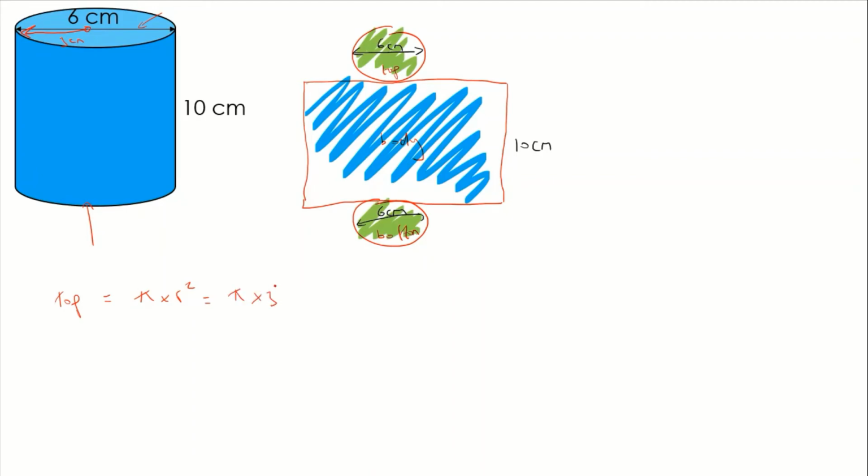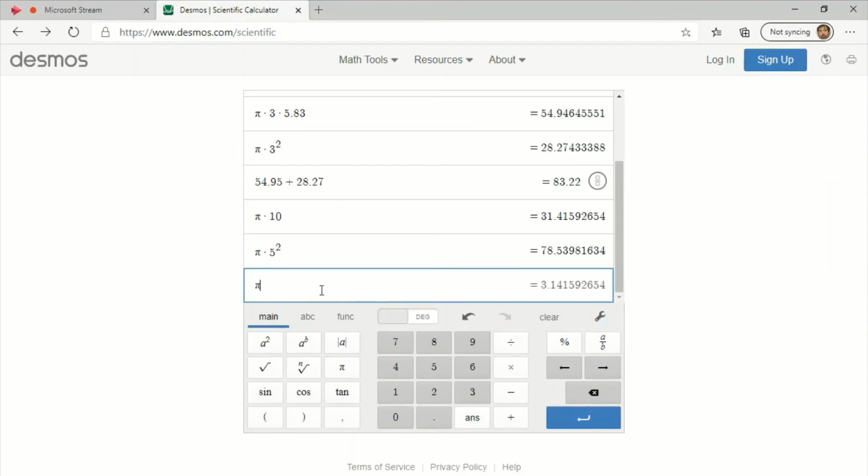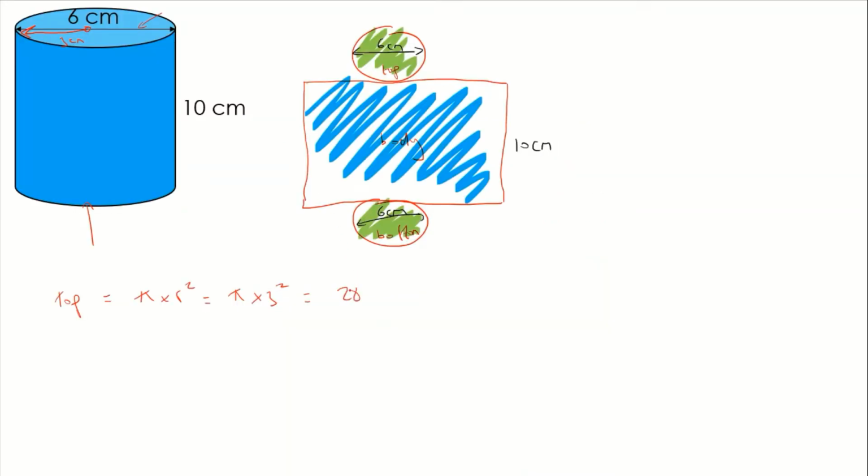Pi times 3 squared is 28.27 centimeters squared to 2dp. I think it's obvious that the bottom is the exact same shape as the top, so it's also 28.27 cm squared. Only the body left now, which is the harder part, because the body is a rectangle. And remember, a rectangle's area is length times width.